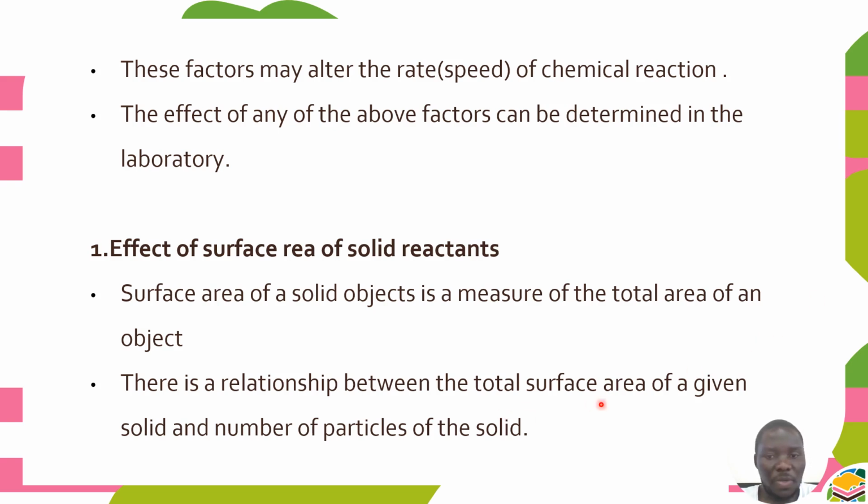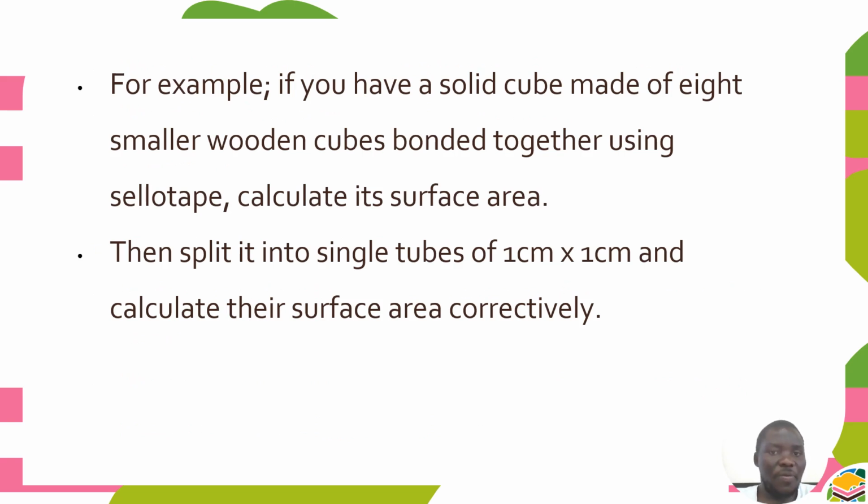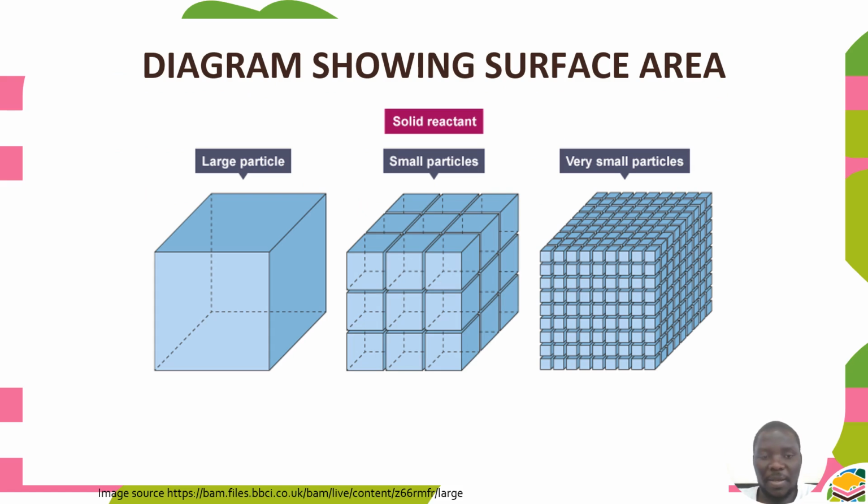So there is a relationship between the total surface area of a given solid and the number of particles. We're going to look at the relationship now. For example, if you have a solid cube made of 8 smaller wooden cubes bonded together using cello tape, we can calculate the surface area. Then split it into single cuboids of 1 centimeter by 1 centimeter and calculate the surface area collectively. Now, if we split it, we'll be able to check which one offers a larger surface area. So we can have a diagram here. This is what we are saying.